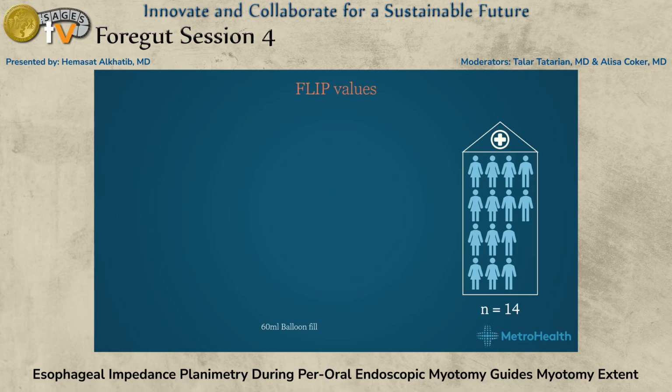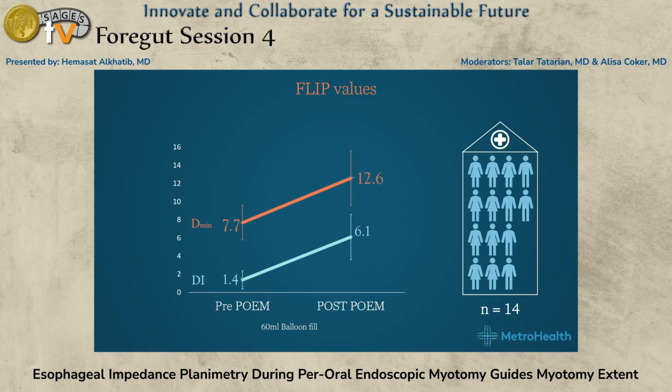When looking at the flip values in our patient population, you can see here the distensibility index, DI, and Dmin, which is the diameter. Our starting point is 1.4 for the distensibility index, which is how you would expect achalasia to present with that low of a number. Again, with DI, the lower the number, the less compliant your sphincter is, and the diameter is tighter. You can see post-POEM, all our numbers increase, which means that we've made the LES more compliant and wider, and that theoretically will help the food bolus go through easier.